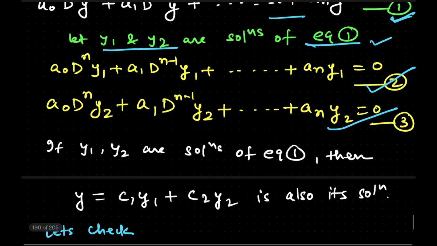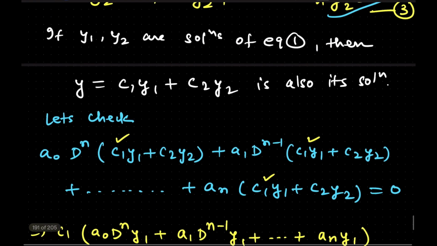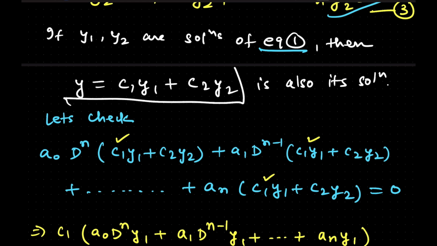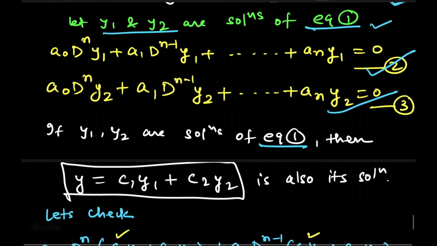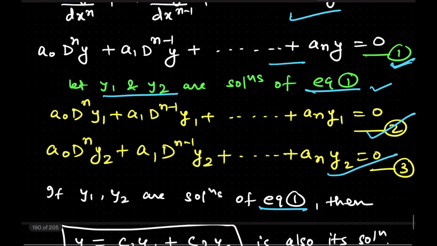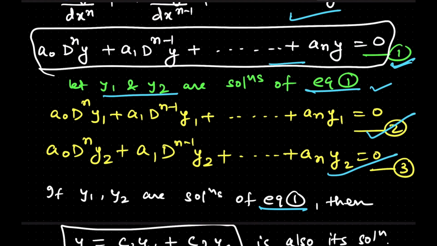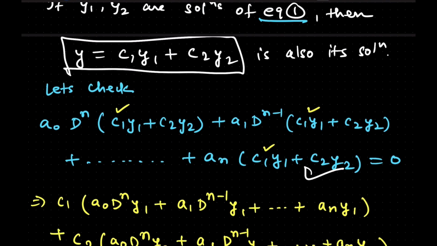So now we want to check that if y1 and y2 are solutions of equation 1, then y equal to c1 y1 plus c2 y2 is also a solution, where c1 and c2 are constants. If you want to check this, the best way is to just substitute this in our parent equation 1. Here you can see I have substituted c1 y1 plus c2 y2 in place of y.